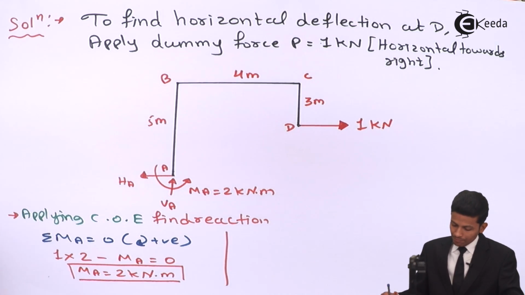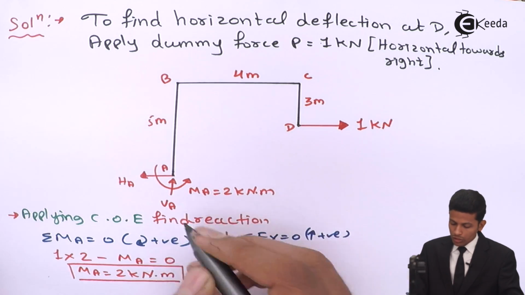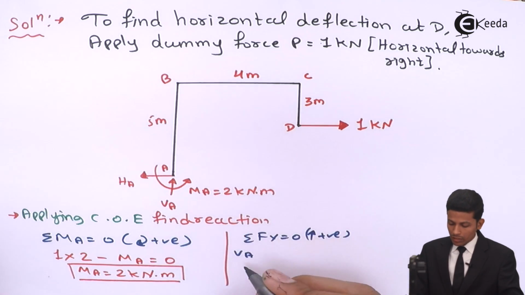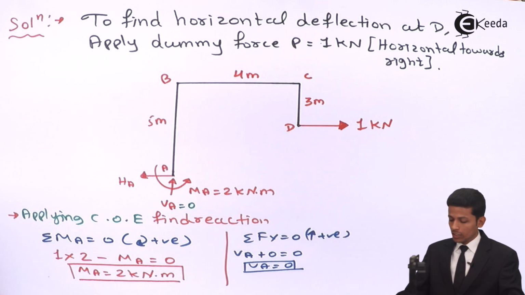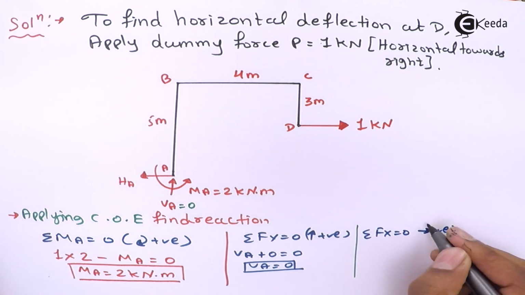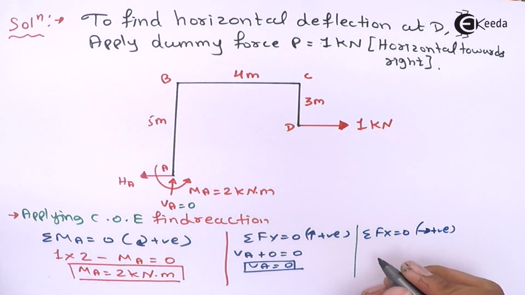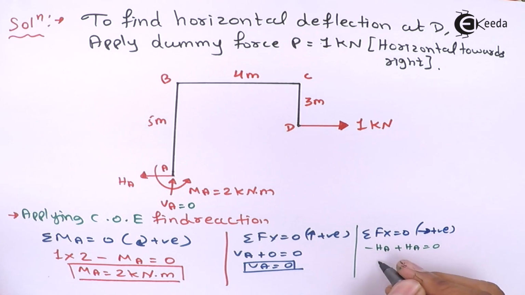After that, summation Fy equal to 0, upward positive. Okay, now see, this VA is going upward and there is no downward load, so VA plus 0 equal to 0, therefore VA will be 0 directly. You can write directly VA will be 0 because there are no vertical forces. Now after that, summation Fx is equal to 0, taking this as positive. Now see, this HA going in this direction is minus HA, and this HA going in this direction is plus HA, equal to 0.